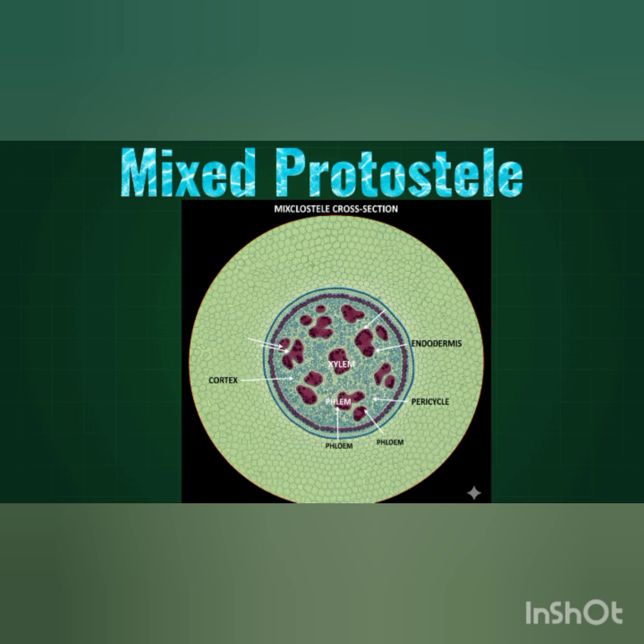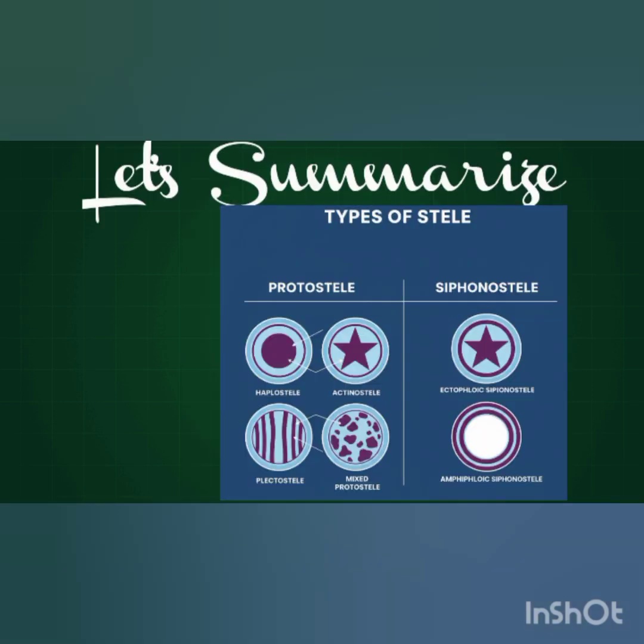Okay, so let us quickly revise or summarize all the topics which we have learned today. The first is, what is that? Stele is a Greek word which means column, or it is a central vascular cylinder of primary axis of Pteridophytes. What does it contain? It contains xylem, phloem, pith, cortex, pericycle. Okay, and it is also called the fundamental unit of vascular system.